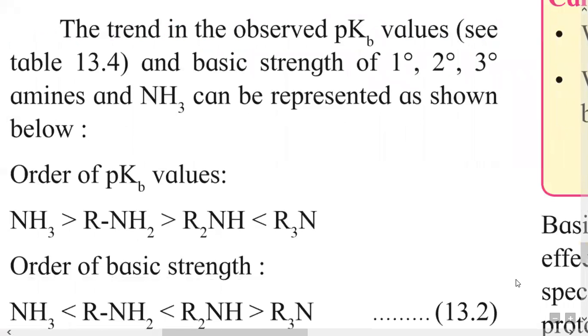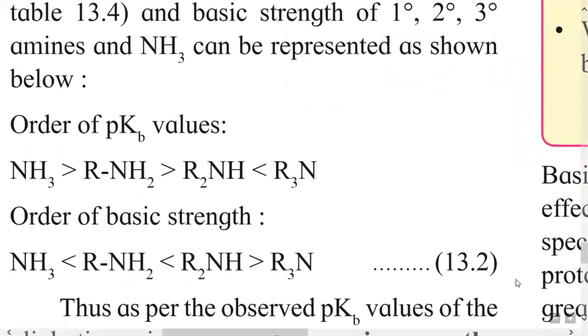aromatic amines. These pKb values we have now studied from Table 13.4, and the basic strength of primary, secondary and tertiary amines and that of NH3 can be represented in the order of these pKb values. It is the greatest value for NH3, meaning it is the weakest base. Then next is the primary amine, then the secondary amine, and the tertiary amine has a greater pKb value than the secondary amine.